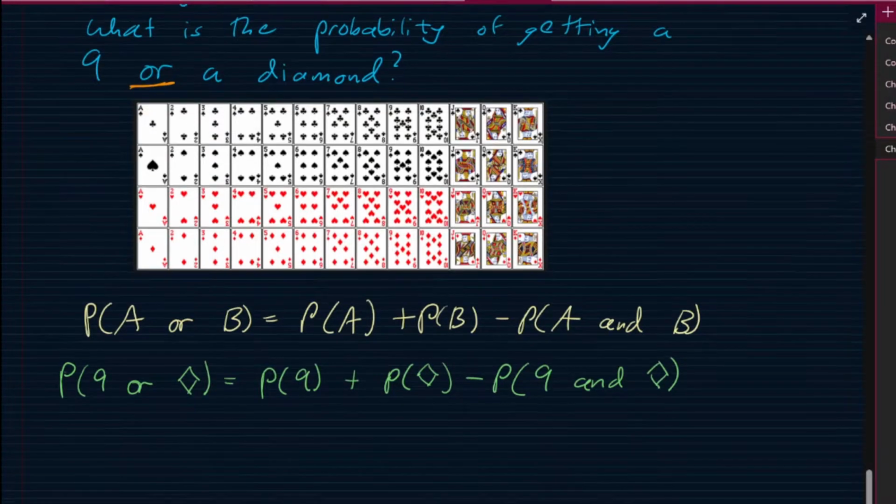So what's our probability of getting a 9? Remember, favorable over total. Well, there's 4 9s, so that's our numerator out of 52 cards. That's our denominator.